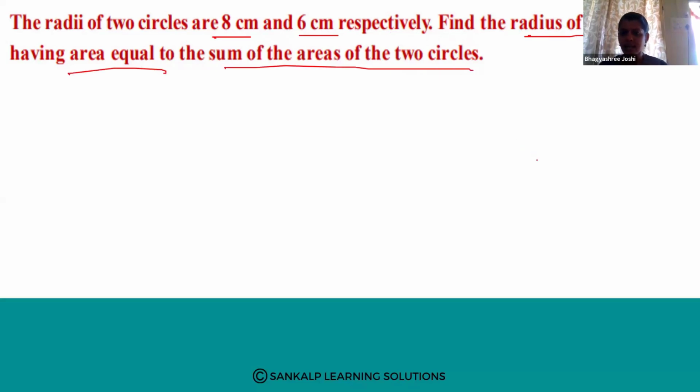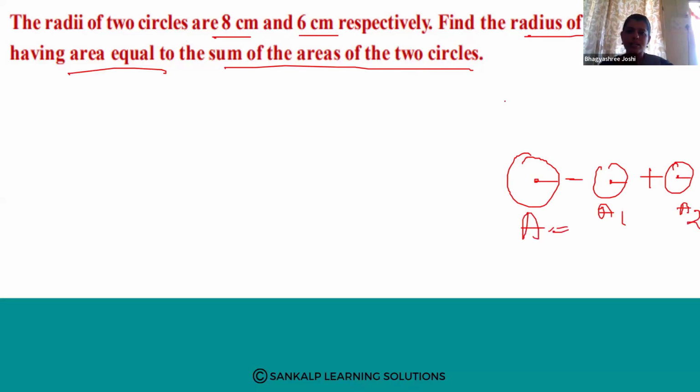So this circle is equal to the area of two circles. This is A1, this is A2, and this is A. Yes, so this is homework. Just now only I did.